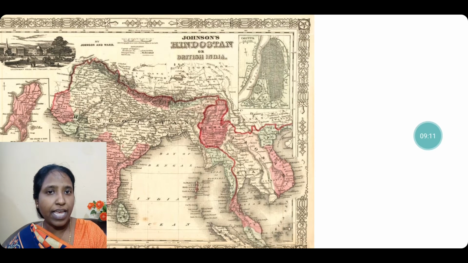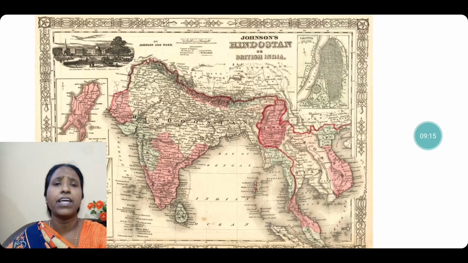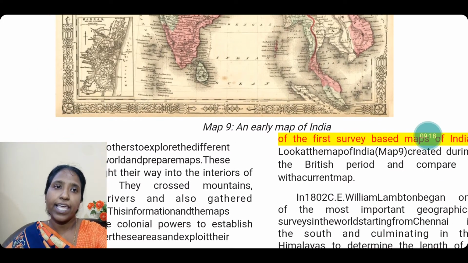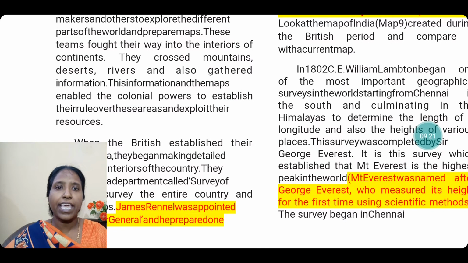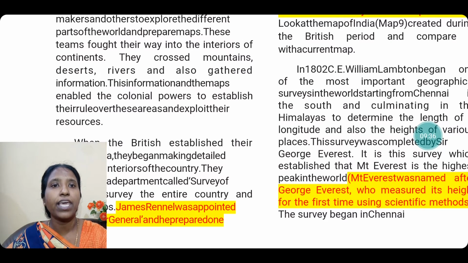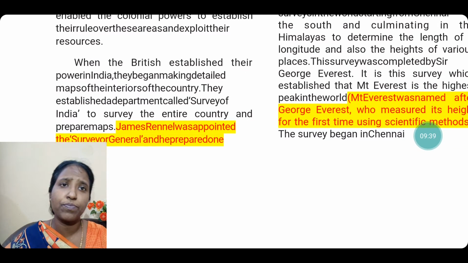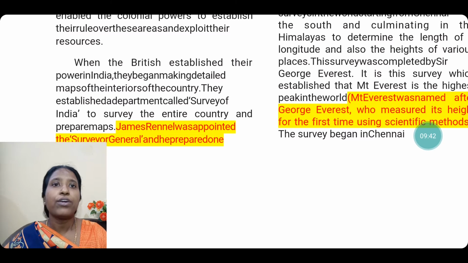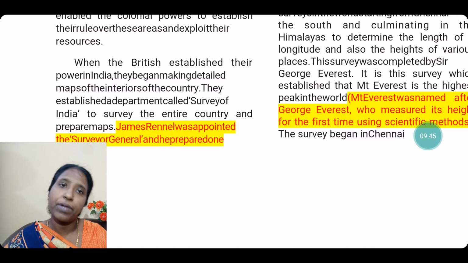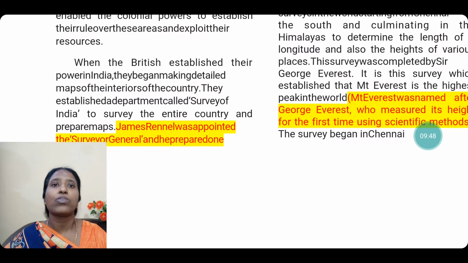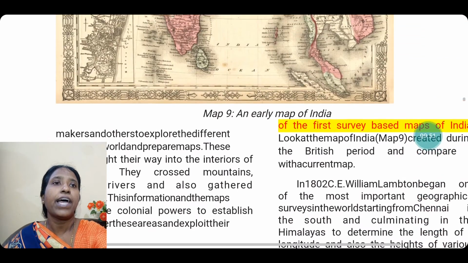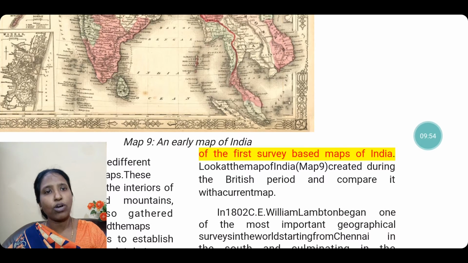Later on, we see the British had colonized India. Not only India, many other countries also they had colonized. And when the British came into India, they wanted to have an exact picture. What is the relief feature of India? What is available where? What is the entire structure of India? What are the places? How are the places? So they established a department called the Survey of India to survey the entire country and prepare maps. Here James Rennell was appointed the Surveyor General, and he prepared one of the first survey based maps of India.